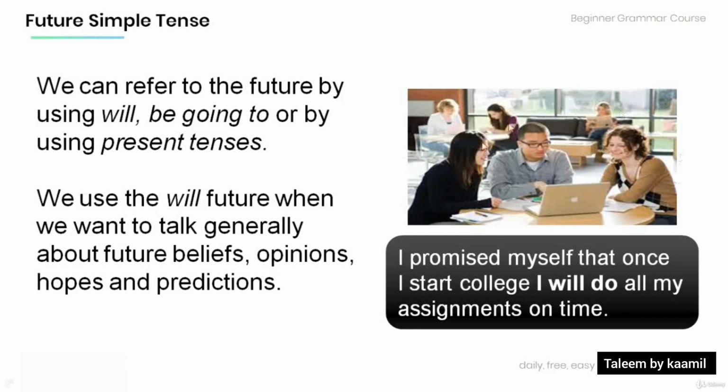Have a look at the example over here. I promise myself that once I start college, I will do all my assignments on time. Note that will in this sentence is used to talk about future hopes.